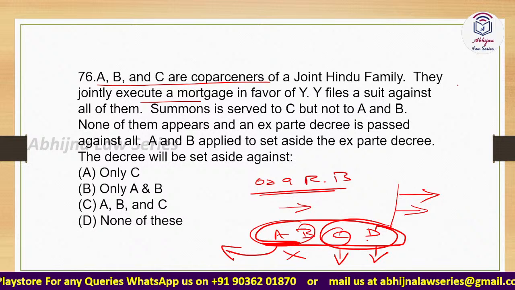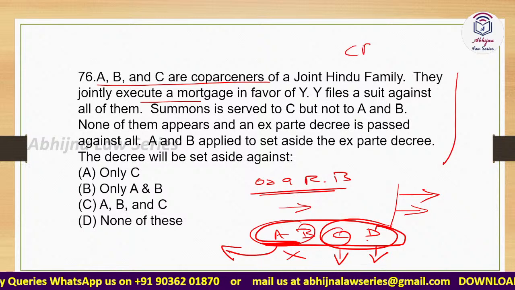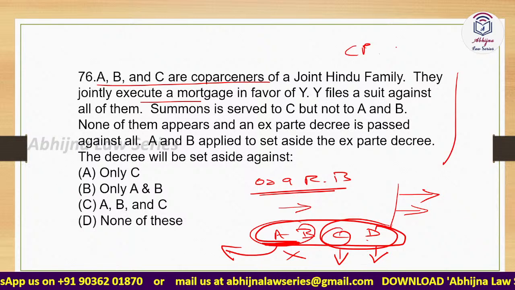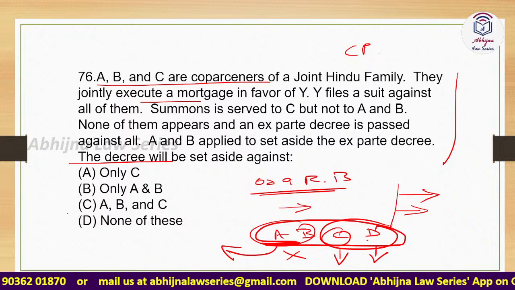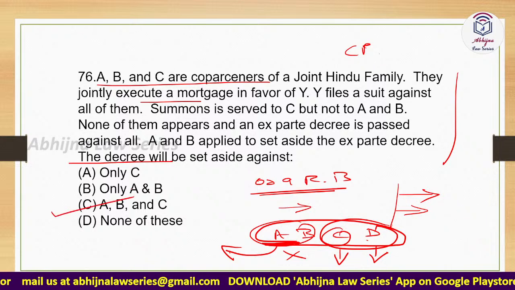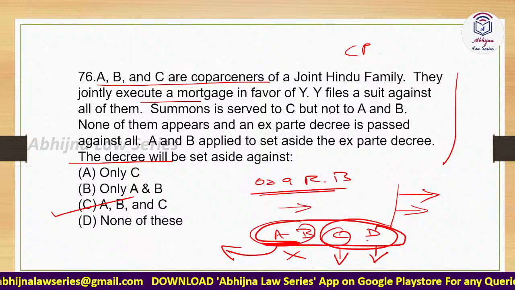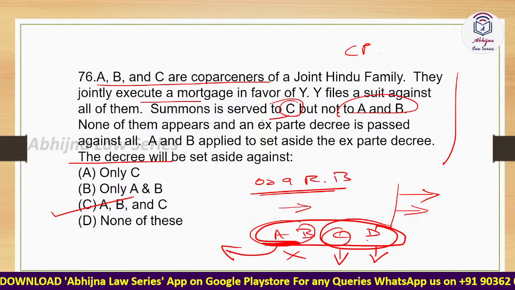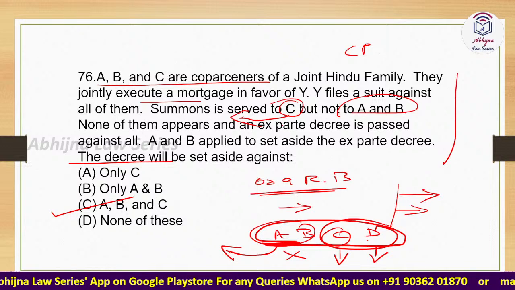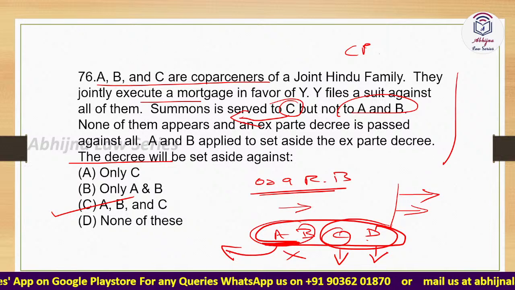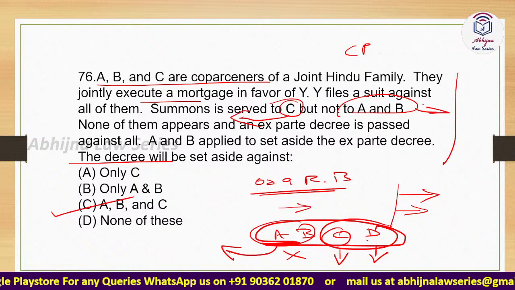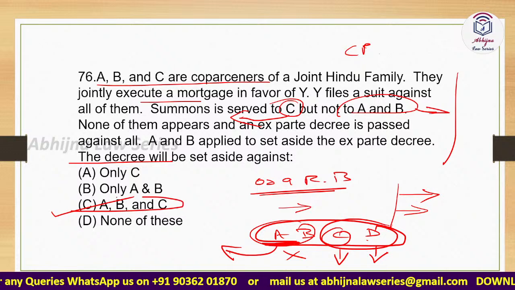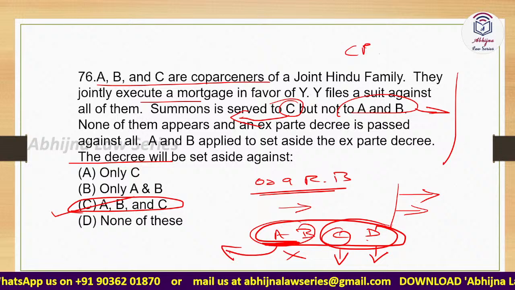Here this is purely a question of CPC Order 9 Rule 13. On that they have asked this, the decree can be set aside against all the 3 persons A, B and C. Here what had happened, one defendant had appeared but some had not appeared, but one defendant asked for the ex parte decree to be set aside. So although A and B had appeared also, it needs to be set aside because all these 3 persons are involved, they are having joint rights.